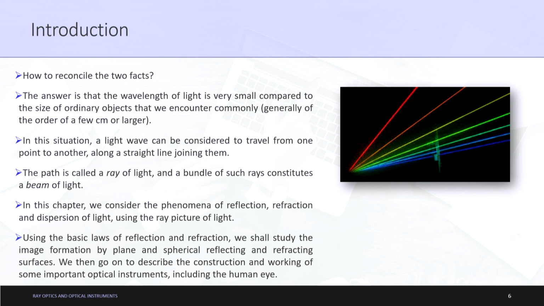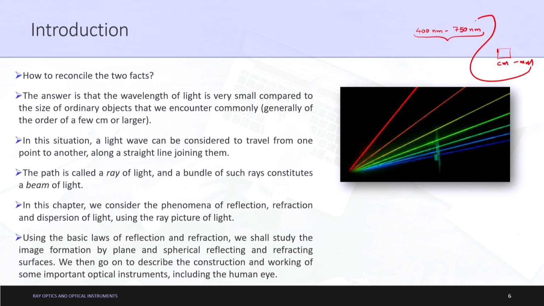The answer is that the wavelength of light is very small, as we previously also understood; it is in the range of 400 nanometers to 750 nanometers. So this is that range. The wavelength of light is very small compared to the size of ordinary objects that we encounter commonly. Quite evident, because even if we take the smallest things, these are in the order of centimeters or millimeters.